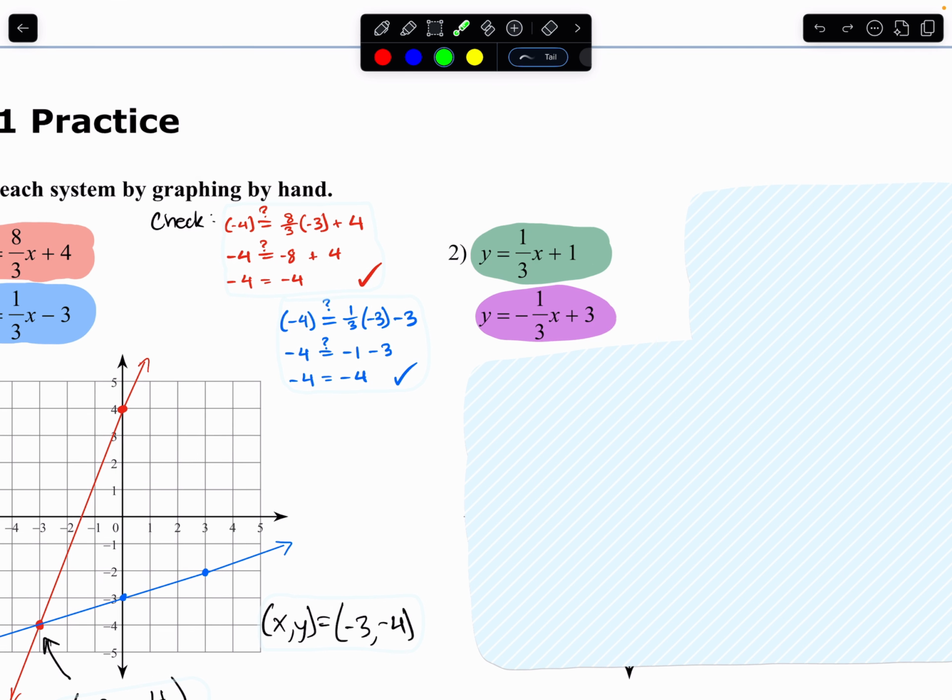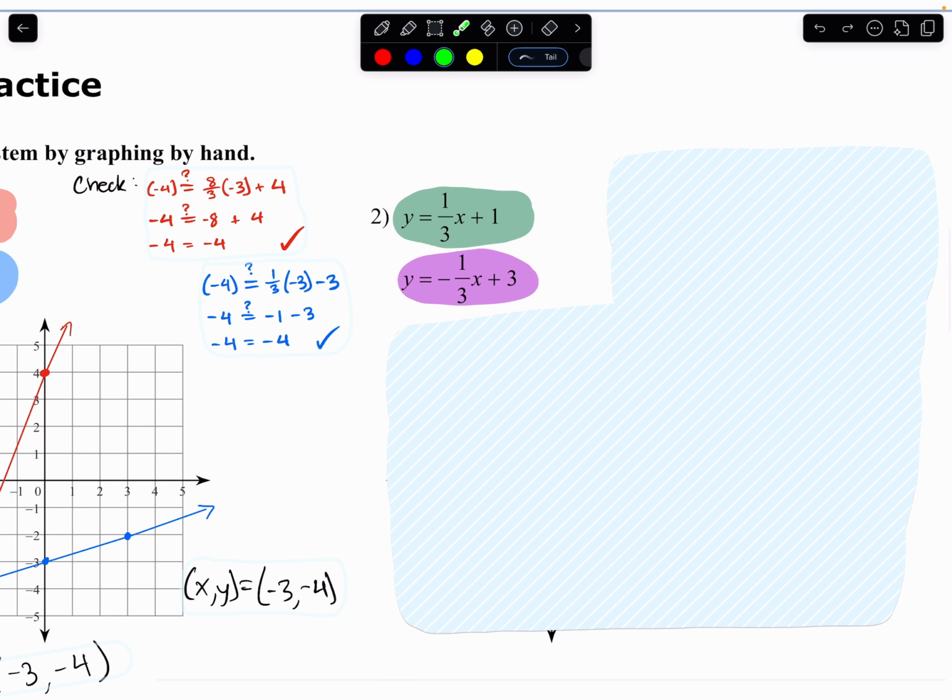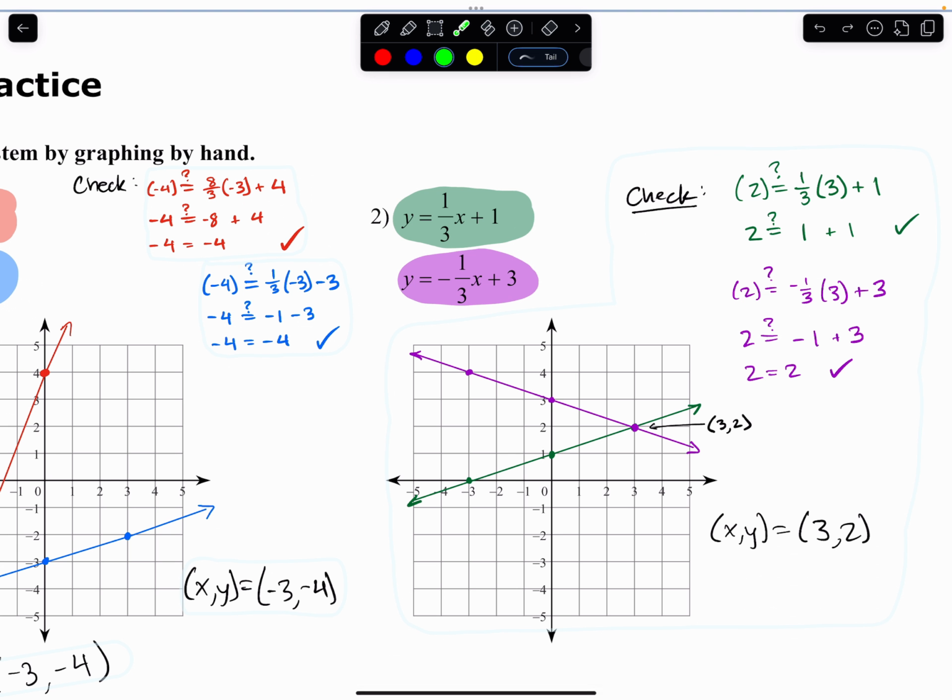Go ahead and try number 2 on your own. Pause the video and then come back and check your work. Okay, so we have a green equation and a purple equation. I graphed them both, found where they cross. That's the point of intersection. Plug these values in and we get true statements.